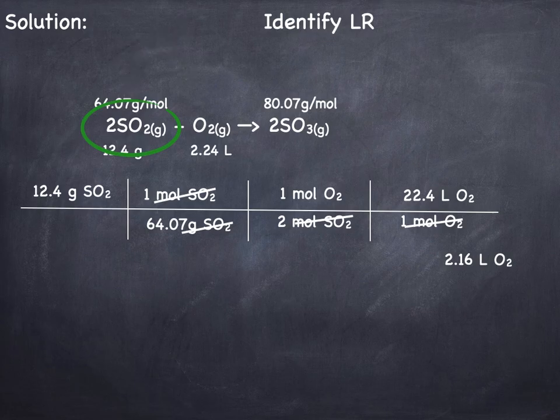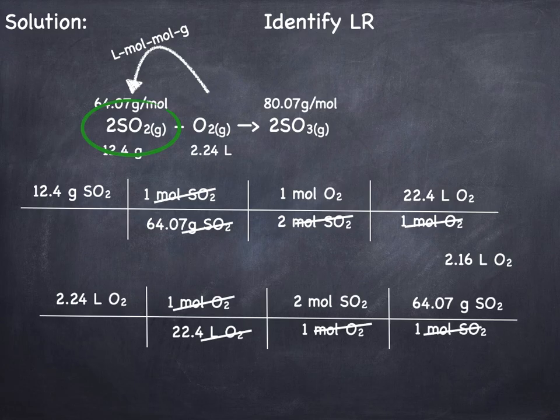which reactant you start with. So I can flip this thing around and I can start with the oxygen gas. And so if I start with the oxygen gas, that's going to be a liters to moles to gram conversion. And here's the setup. So you're starting with that 2.24 liters of oxygen.